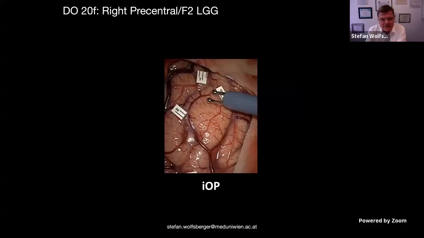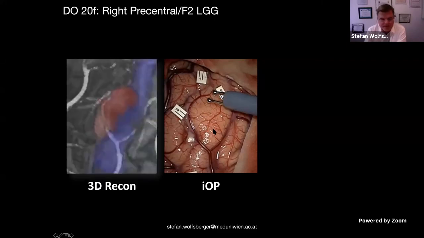So we did that awake. And look here, the intraoperative picture. That's a micro picture through the microscope. She was awake, so that's why here is our electrode for stimulation. And let's be honest, it's quite difficult to find out where the tumor would be here.